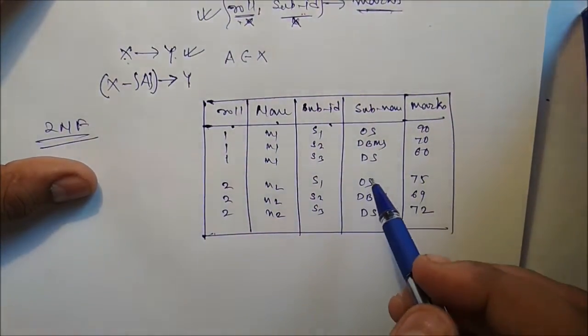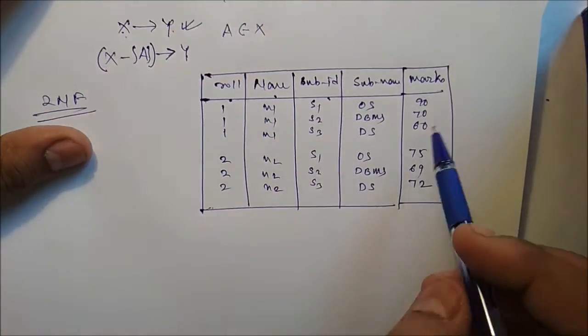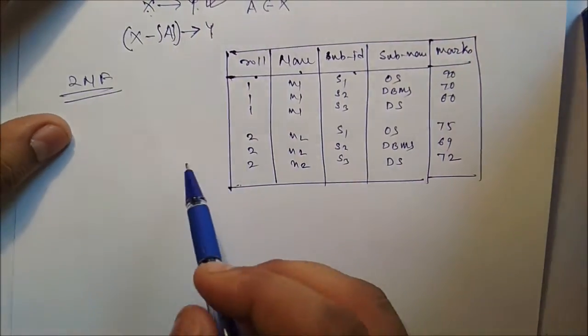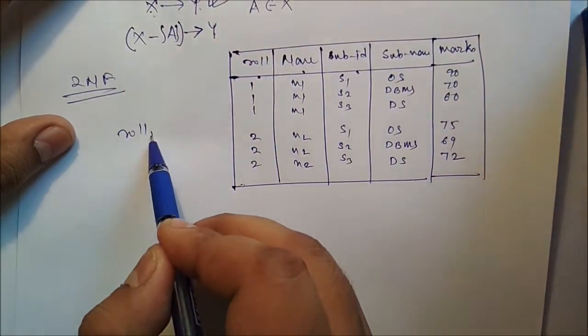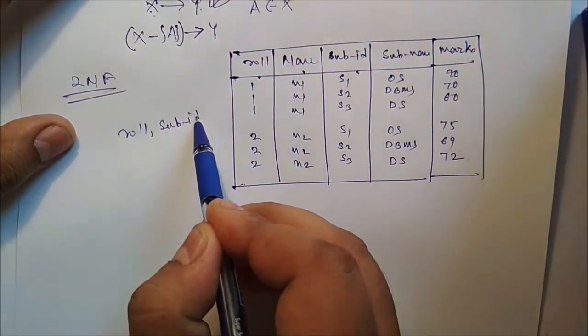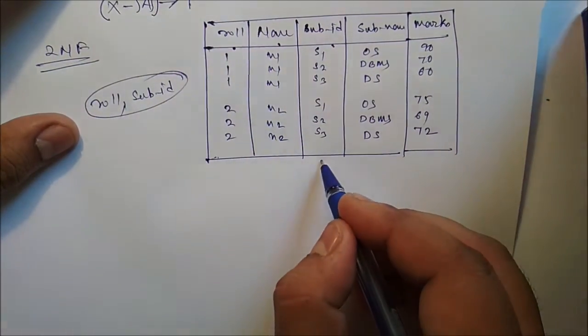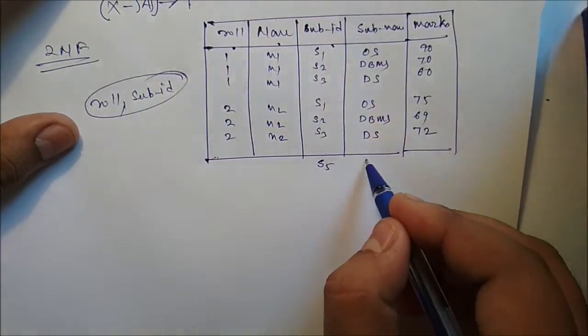Similarly, insertion, deletion and update anomalies are there. Suppose we want to insert a new subject name. Okay, so already you know the primary key is what? Roll number and subject ID together form the primary key. So one new subject ID is there, say S5, and the subject, say deep learning.